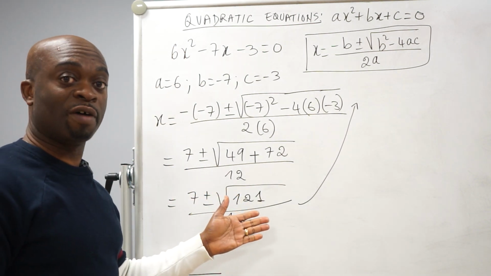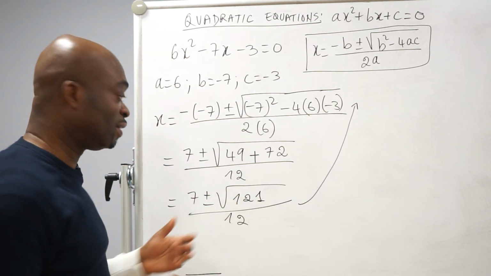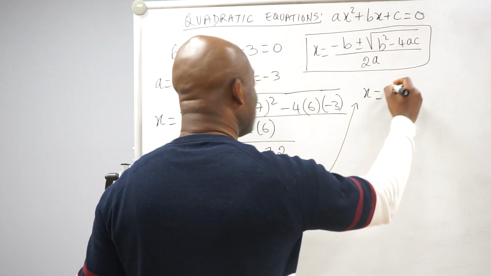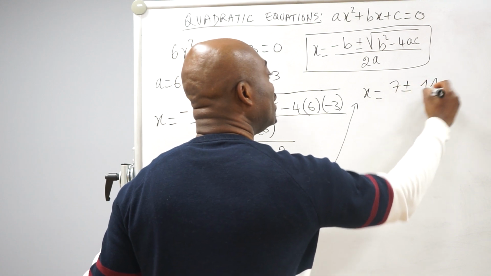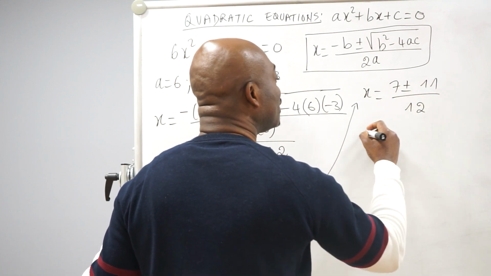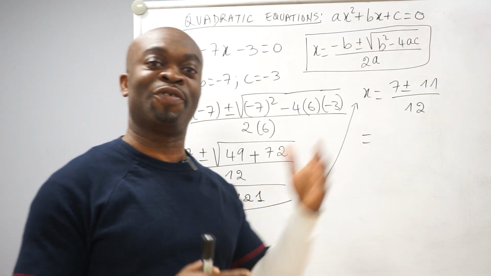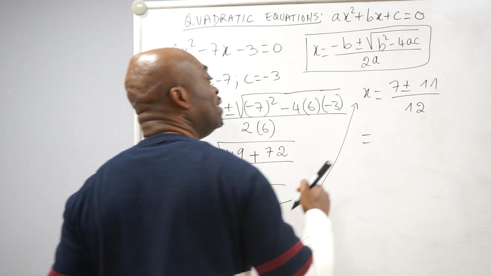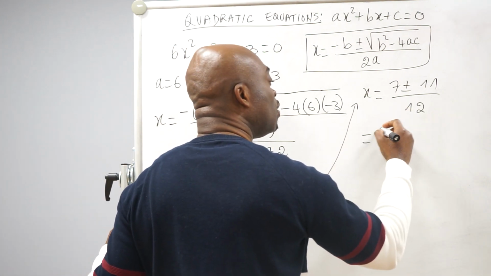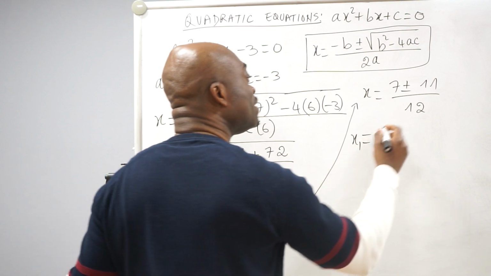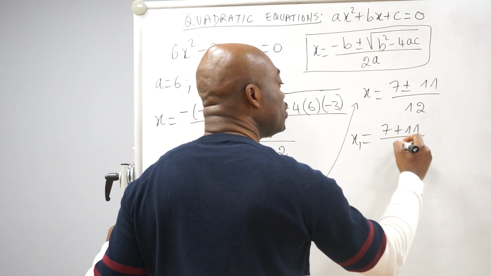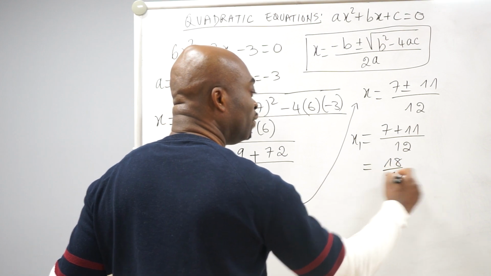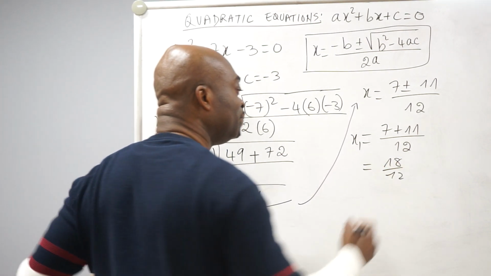We have to find the square root of 121, which is 11, because 11 times 11 is 121. So x is equal to 7 plus or minus 11 over 12. The reason we have the plus and minus is that we're going to have two separate answers: one that will be added on the top, the other that will be subtracted on the top also. So x1, if we call it that, is equal to 7 plus 11 over 12, which is going to give us 18 over 12.